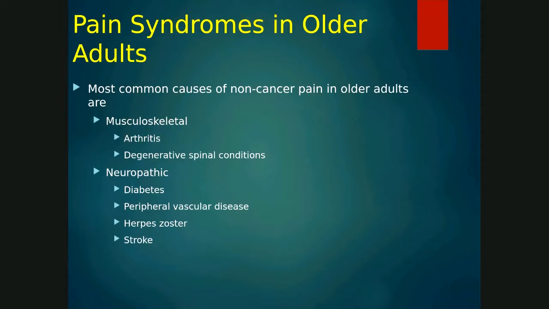Some other causes of pain that are non-cancer related in older adults could be inflammatory pain like arthritis, individuals who have degenerative spinal conditions, neuropathic pain from things like diabetes or herpes.